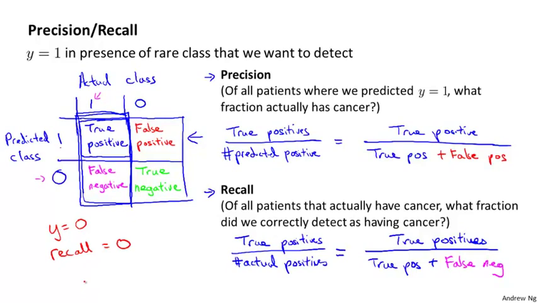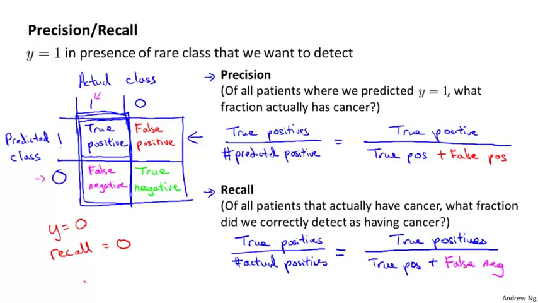And more generally, even for settings where we have very skewed classes, it is not possible for an algorithm to quote cheat and get a very high precision and a very high recall by doing some simple thing like predicting y equals 0 all the time or predicting y equals 1 all the time. And so we're much more sure that a classifier with high precision and high recall actually is a good classifier, and this gives us a more useful evaluation metric.